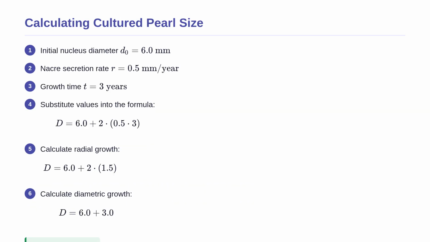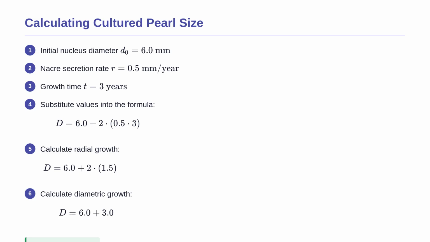Before we move on, let us see this formula in action with a concrete example. Imagine a pearl farmer inserts a spherical shell nucleus with an initial diameter of 6.0 millimeters. The oyster is kept in a nutrient-rich lagoon, secreting nacre at a steady rate of 0.5 millimeters per year. The farmer leaves the oyster undisturbed for exactly 3 years. We want to find the final diameter.